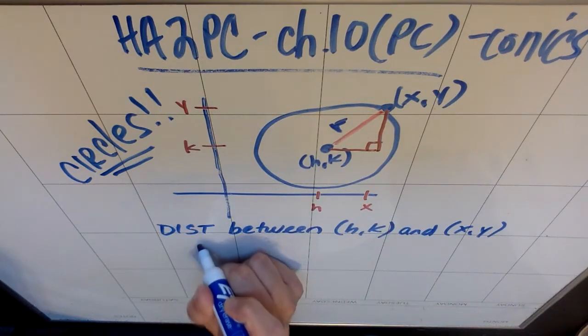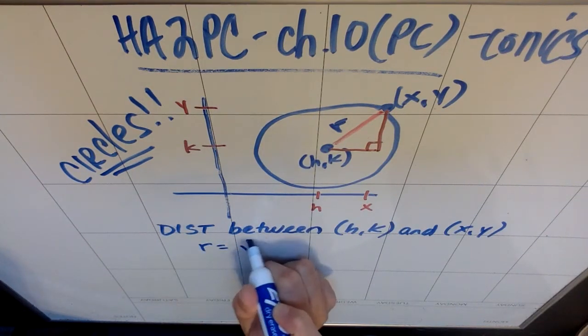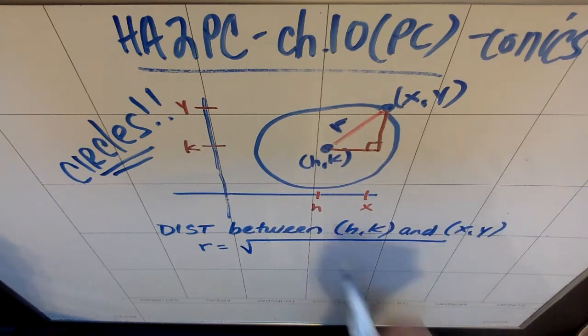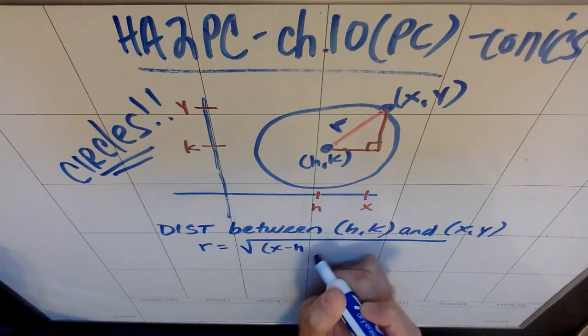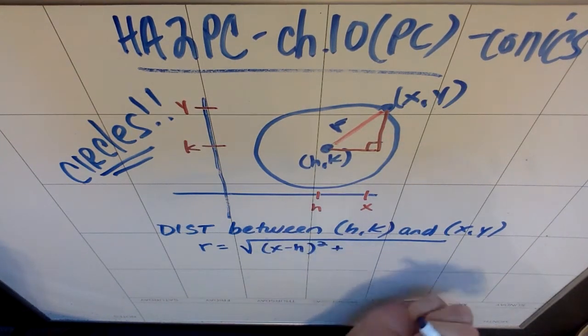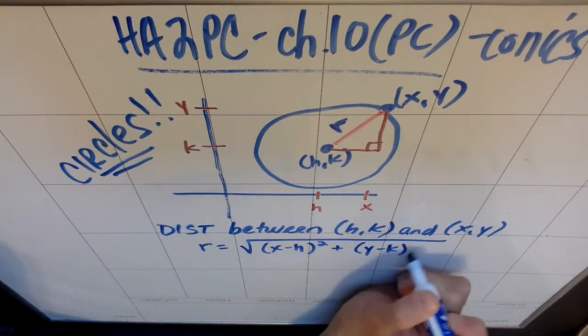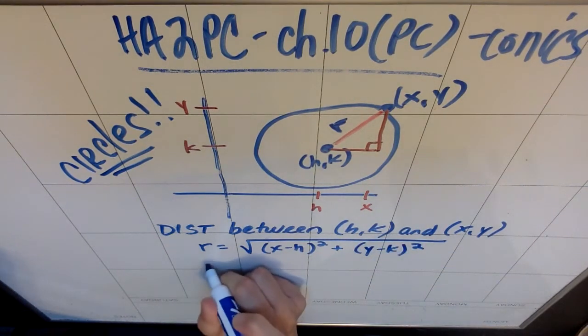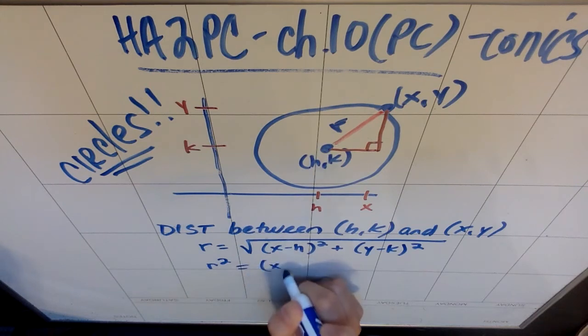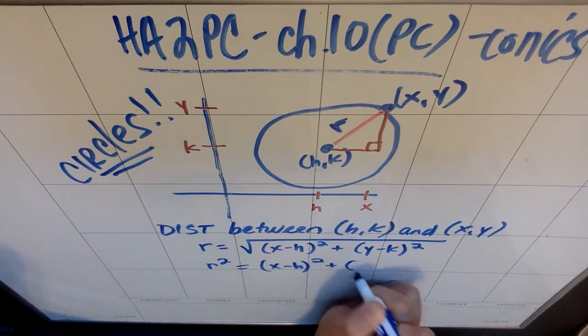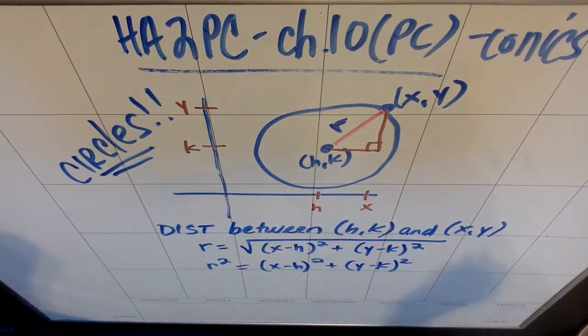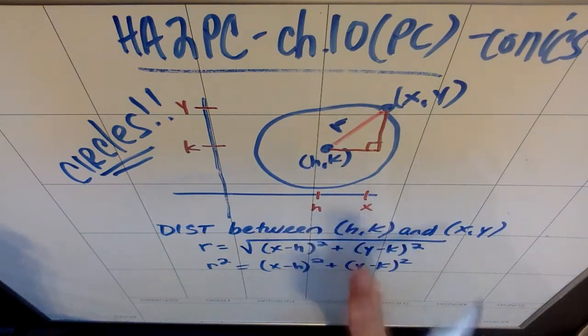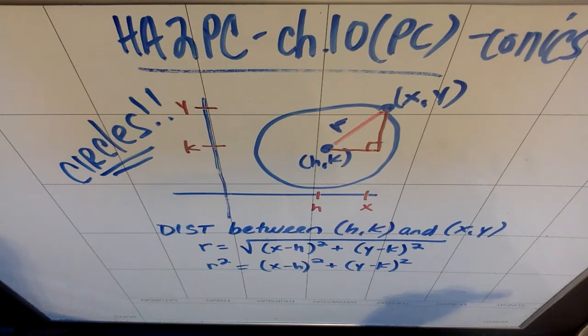So I'm going to argue that the distance is the square root of x minus h quantity squared, plus y minus k quantity squared. Or another way to write this is that r squared equals x minus h quantity squared plus y minus k quantity squared. Now notice it doesn't actually matter which of these is the larger value because I'm squaring them anyway. So even if h were actually the larger value than x, like even if these were reversed and I was looking at a point where the x value were smaller, it wouldn't matter because it's getting squared anyway.